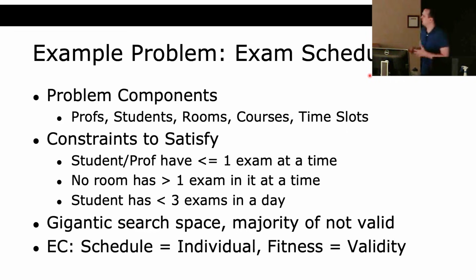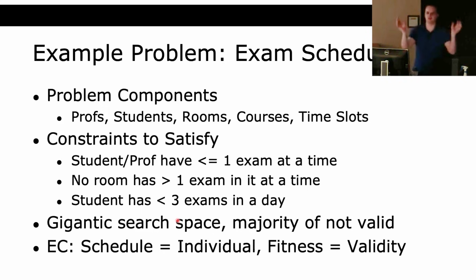And if you think about it, here are the components in this problem. There are profs who have to be at the exam. There are students. There are rooms. There are courses. There are time slots. There are a bunch of constraints to satisfy. No student or professor should have more than one exam at the same time. Obviously, that's one thing. No room can have more than one exam at the same time. And students shouldn't have more than 3 exams in one day, right? Stuff like this. It's a gigantic search space, right?